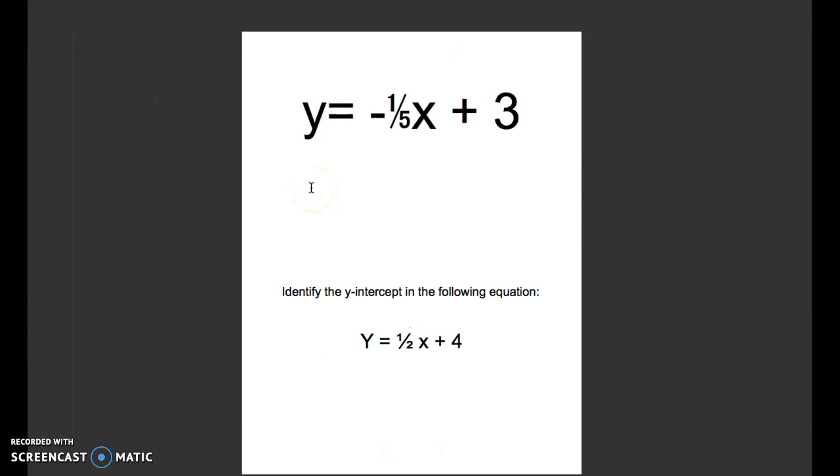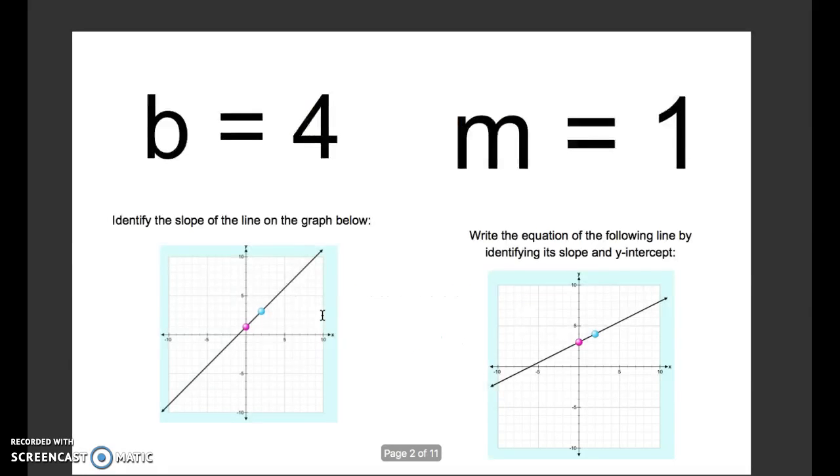In this scavenger hunt, students will begin at a note card of their choice and answer the given problem. If correct, their answer will be posted on another note card around the room and they will advance to the next problem. Here's an example of what the note cards will look like. Below is the question that this student is starting at: identify the y-intercept in the following equation. The correct answer would be b equals 4.